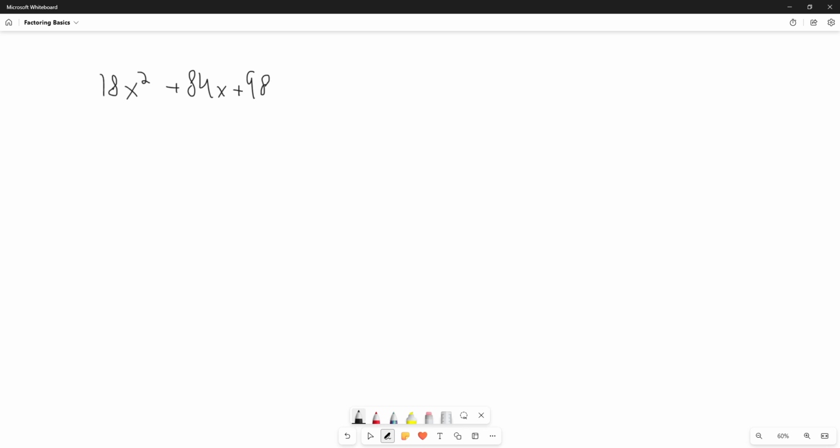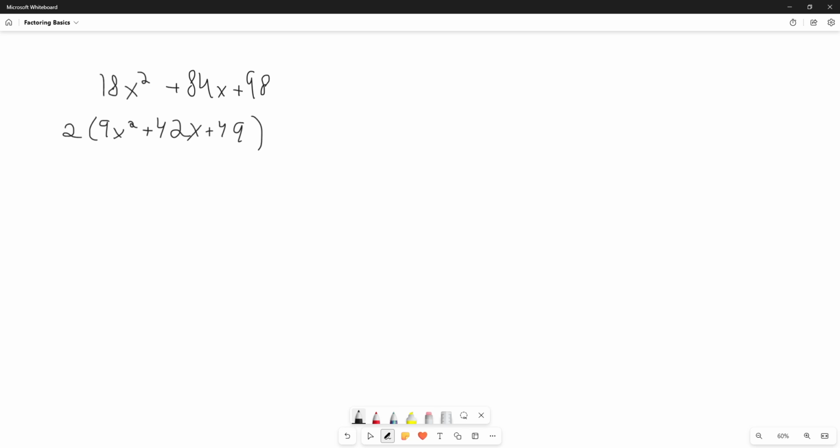Okay, now we see that the greatest common factor out of all of these terms is 2. So we can already take out the 2. We have the 9x squared, because 18x squared divided by 2 is 9x squared. And we have the 84x divided by 2 is 42x. And 98 divided by 2 is 49.